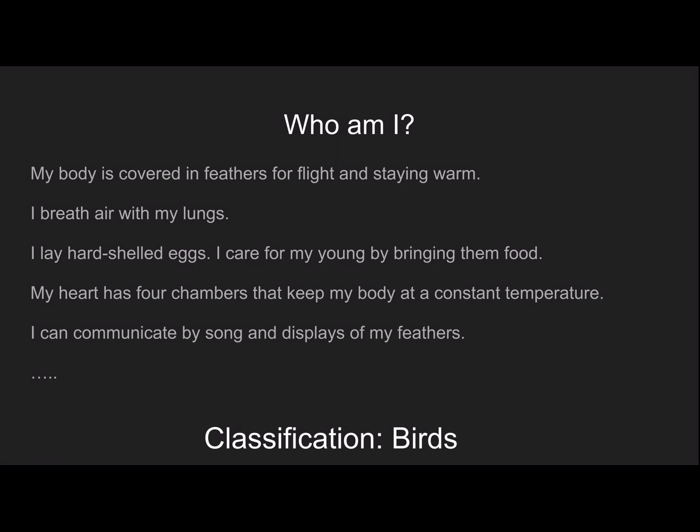So what we've done here is we've taken the facts. Now the facts about the bird might sound something like, birds are covered in feathers for flight and staying warm. Birds breathe air with their lungs. Birds lay hard-shelled eggs. They care for their young. Notice here that I'm restating those facts as questions. So oftentimes we take part of a fact and we switch it around into our own words.